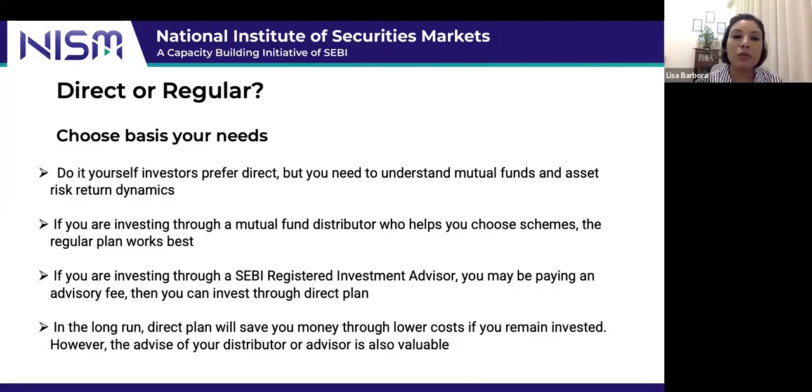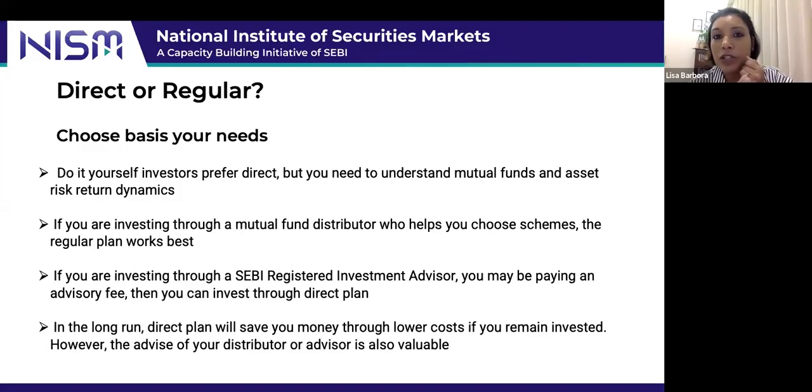If you're investing through a mutual fund distributor who helps you choose the scheme, the regular plans will kick in. If you're investing through a SEBI registered investment advisor, you may be paying an advisory fee. Then you can go through direct, because the advisory fee is what you're paying the advisor. In the long run, direct plans will save you money through lower costs if you remain invested. However, the advice of your distributor or advisor is also valuable. So it really depends on how much time and expertise you have as an investor.